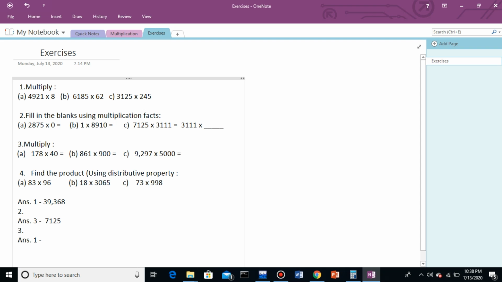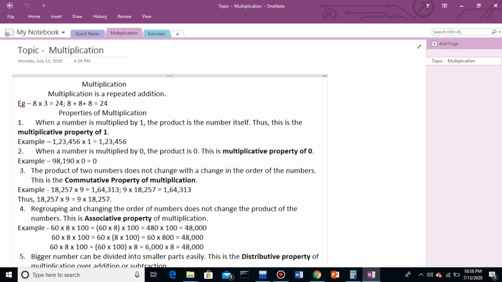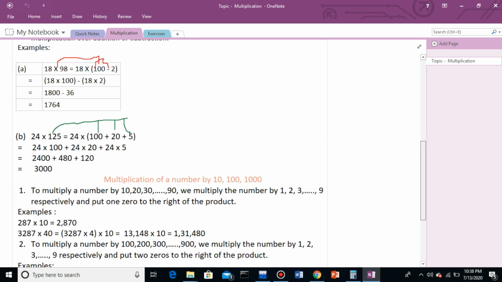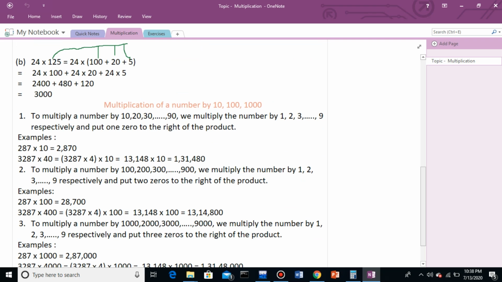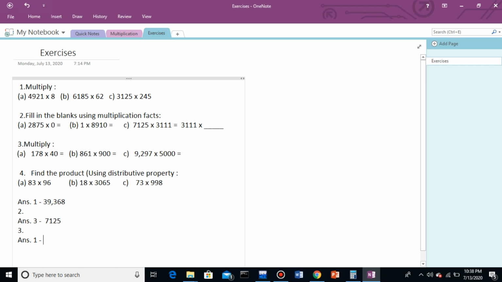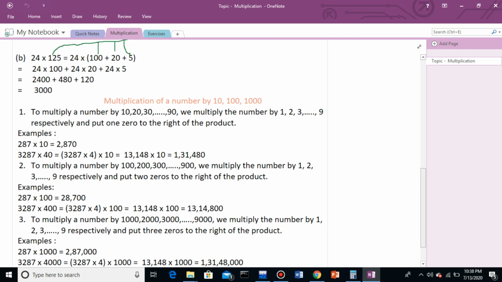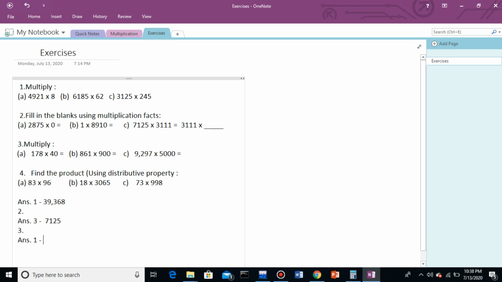178 into 40. Did you remember the multiplication of a number by 10, 100 and 1000? I will show that on page 1 once again. See, what was the question? 178 into 40, like the tens one. So how do we multiply a number by 10, 20 and 30 and so on? To multiply a number by 10, 20, 30 and so on, we multiply the number by 1, 2, 3 respectively and put a 0 to the right of the product.